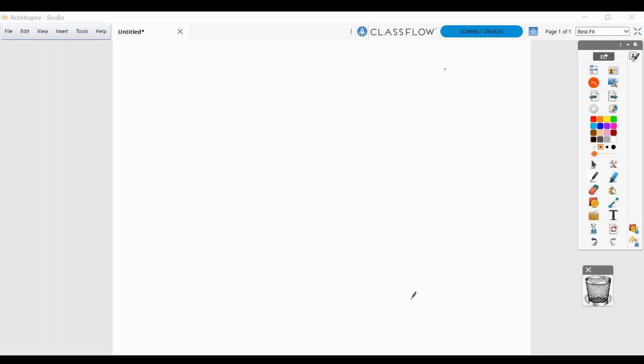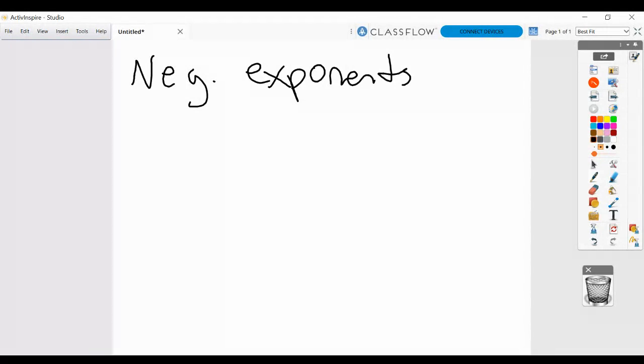All right, guys, so today's notes are over properties of division and negative exponents. So those kind of go really well together. We're going to start by talking about specifically negative exponents. Okay, so that's going to be where we start, and that will kind of work us into division.